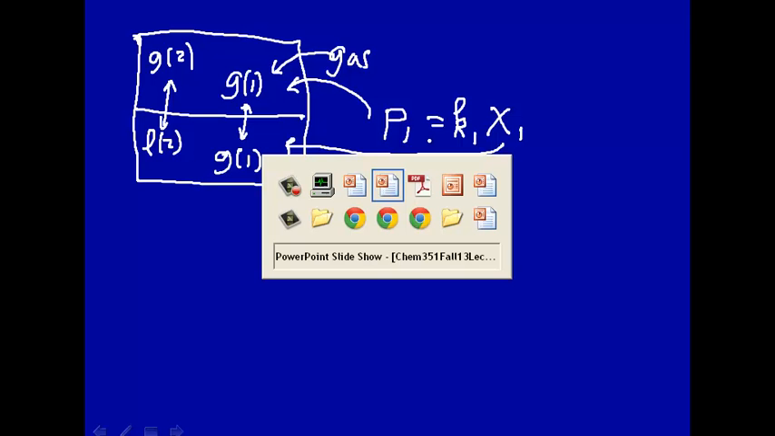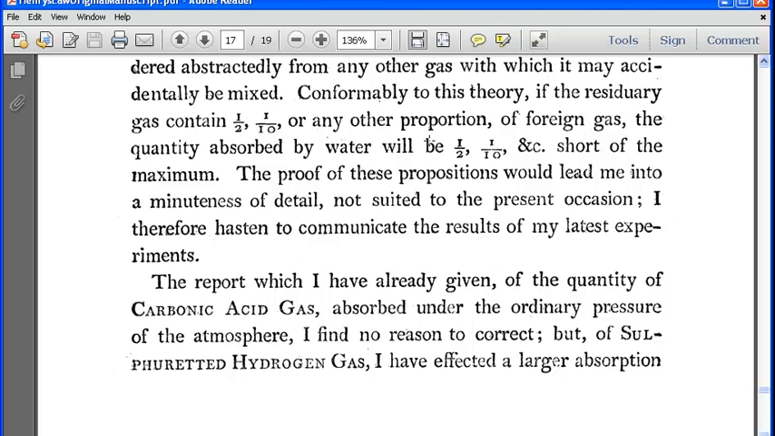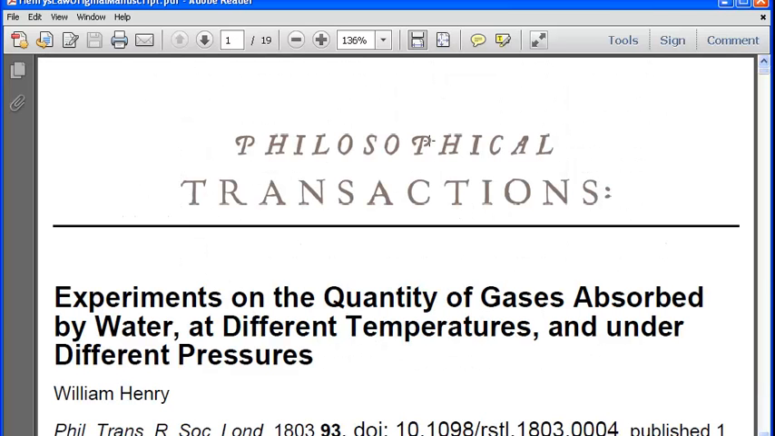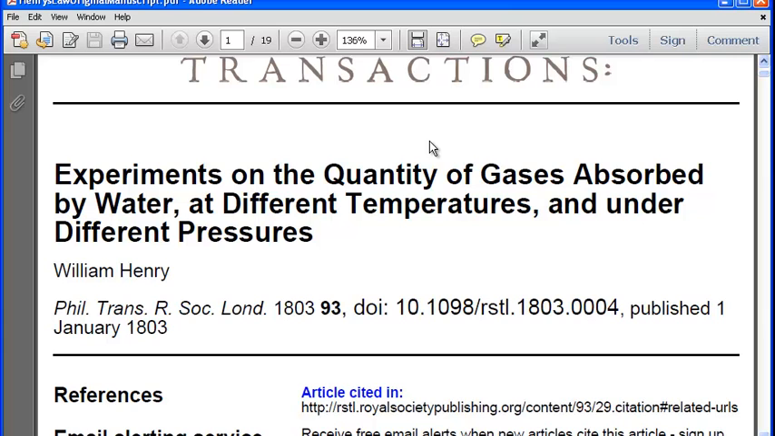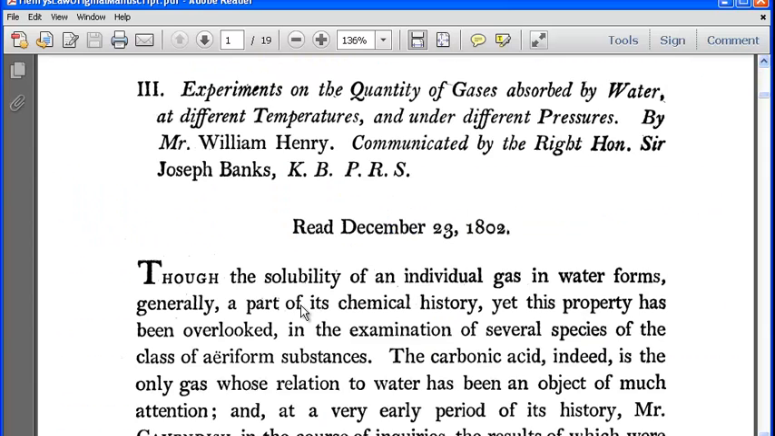Now what I did in my spare time was that I went and actually looked up the original paper published by William Henry, Experiments on the Quantity of Gases Absorbed by Water at Different Temperatures and Under Different Pressures. It was published in the Philosophical Transactions of the Royal Society of London way back in 1803. So here it is. And this paper was read December 23rd, 1802. Back then you would write up a paper and then you would actually read it in front of, in this case, the Royal Society of London, and then they would publish it. So let's find the statement in here of Henry's law.